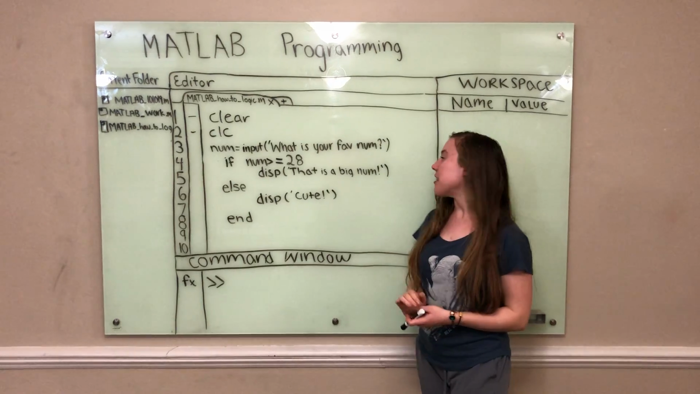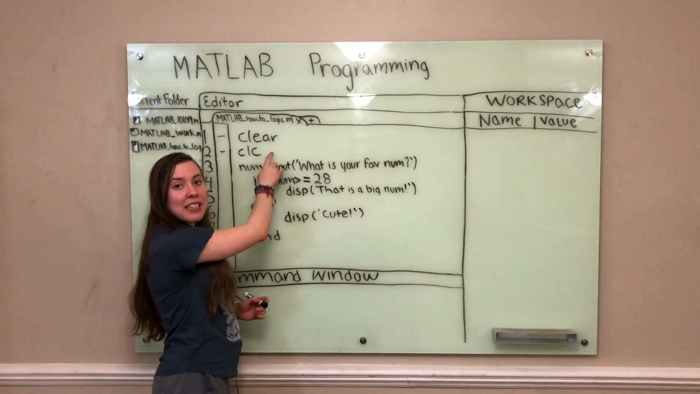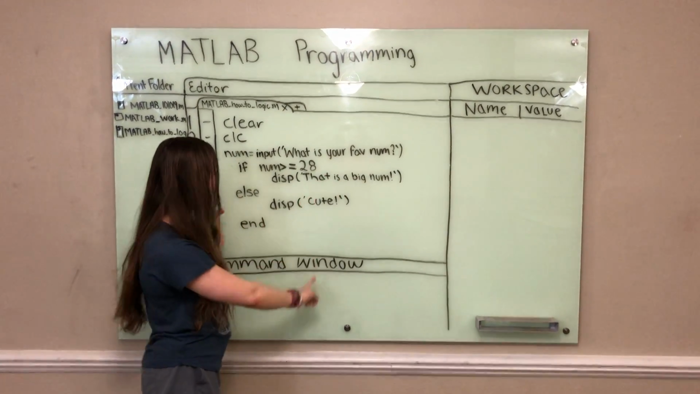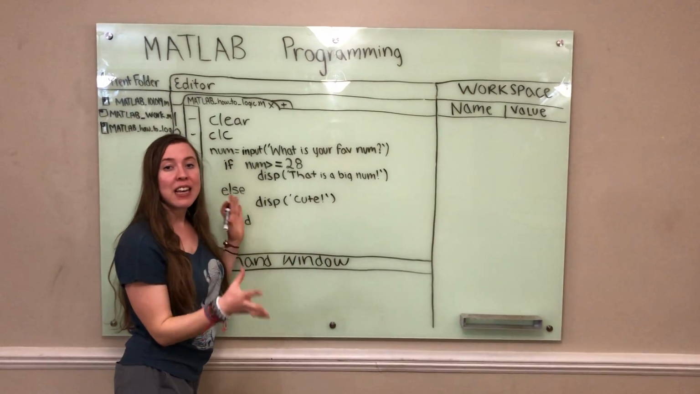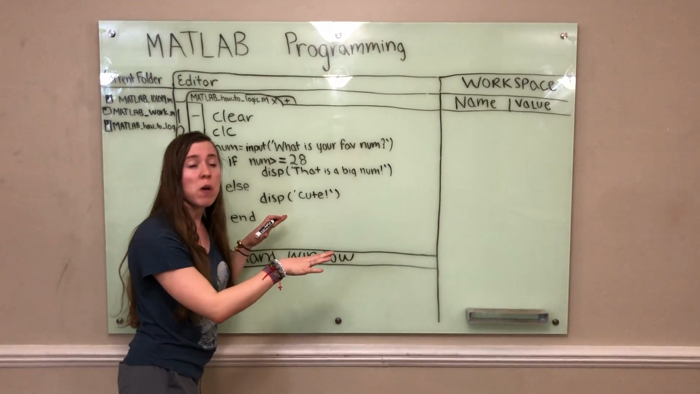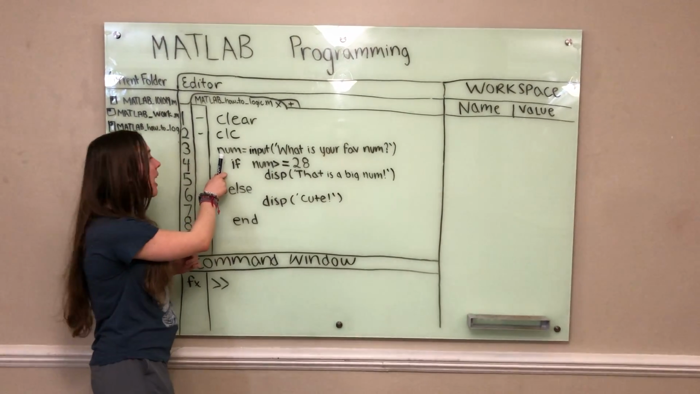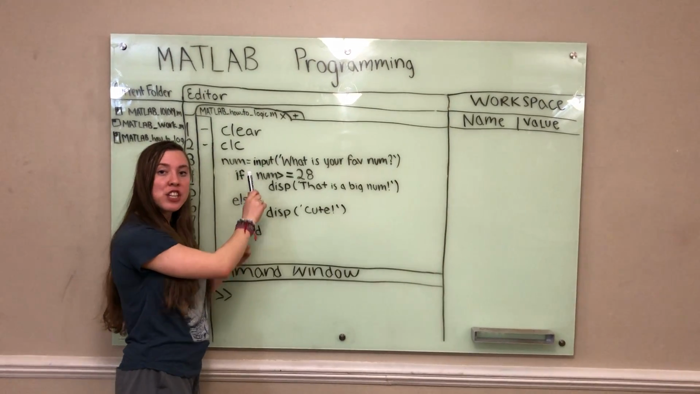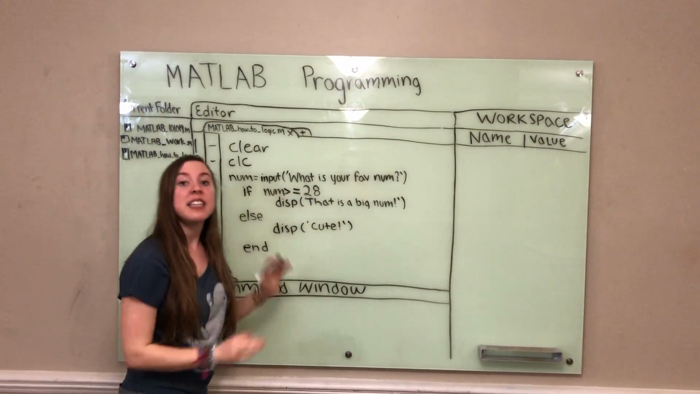Okay, so let's get started. When we start a MATLAB, we always type in clear and clc. This clears the workspace as well as the command window so that there's nothing muddling up anything and you're not getting any old variables that you don't want anymore. Then we're going to type in our variable name, which is called num, equals input. Input is a function that you use to get the user to input data.